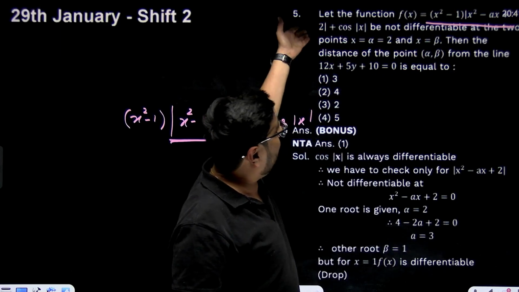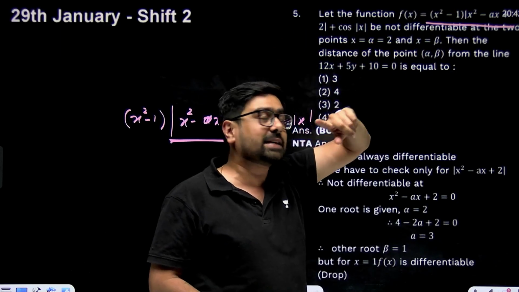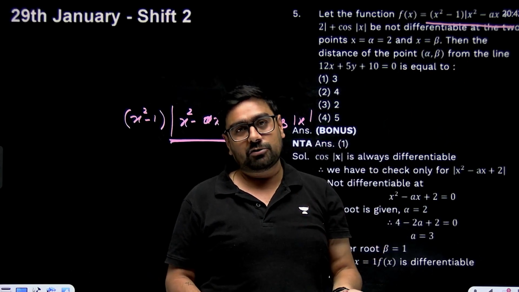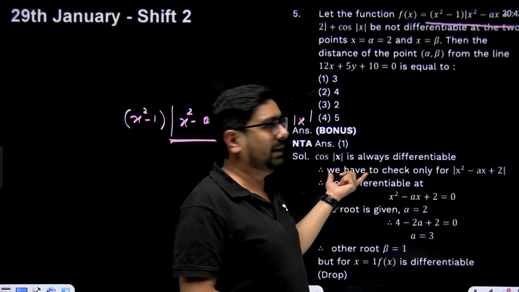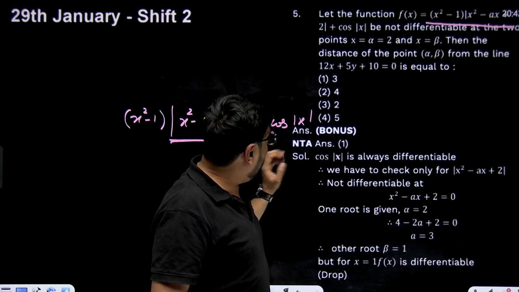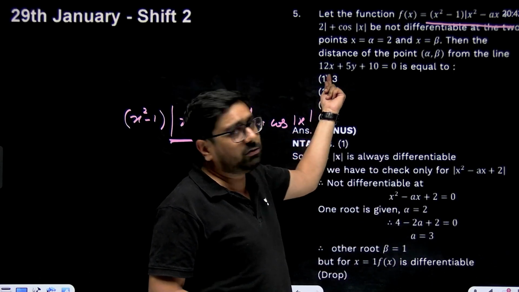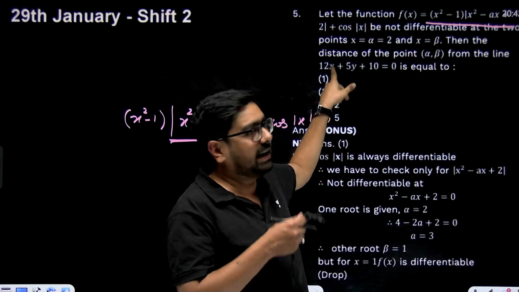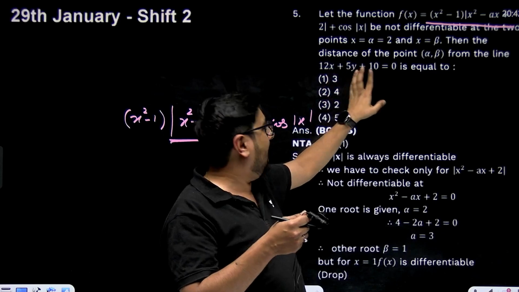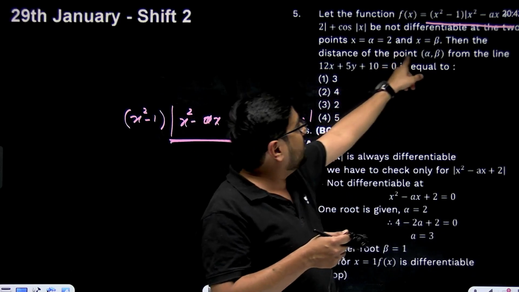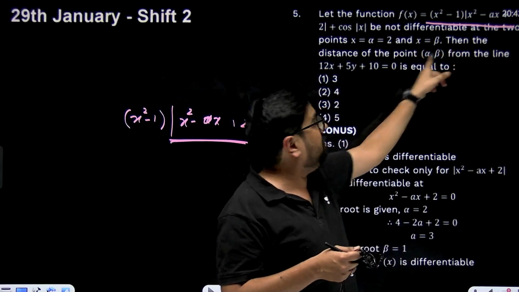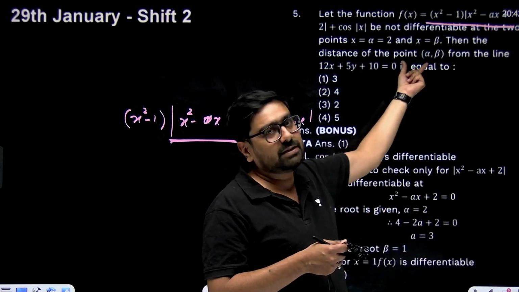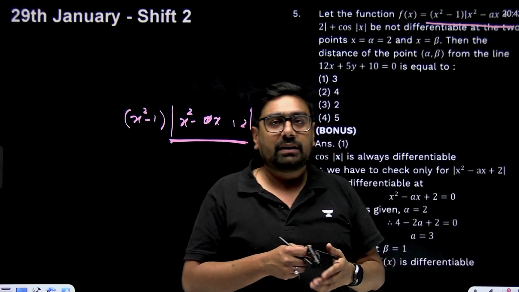At x equal to 1, this function is differentiable, and the question is saying that at these points alpha and beta, the function is not differentiable. How is that possible? This is actually a controversy. So I think this question should be bonus, and NTA is giving the answer as 1 because when we find the distance of point 2, 3 from this line, that comes as 3 units. The distance of 2, 1 from this line is coming correct, but that doesn't make any sense, because at x equal to 1, the function is differentiable.